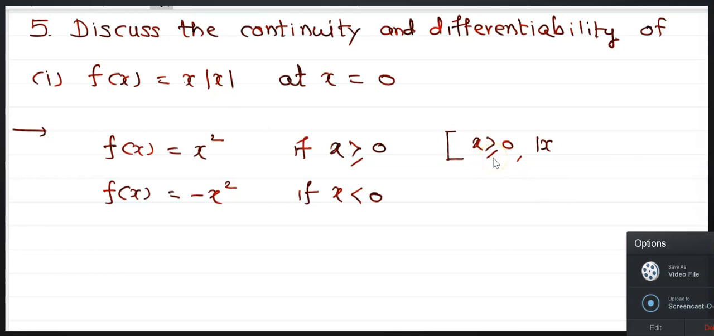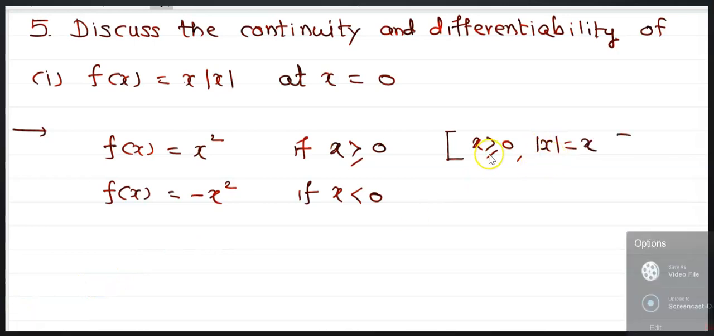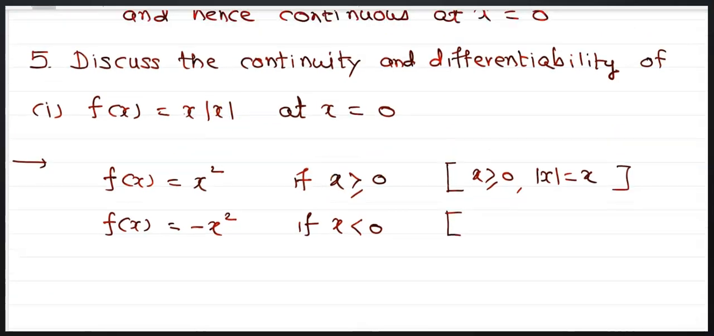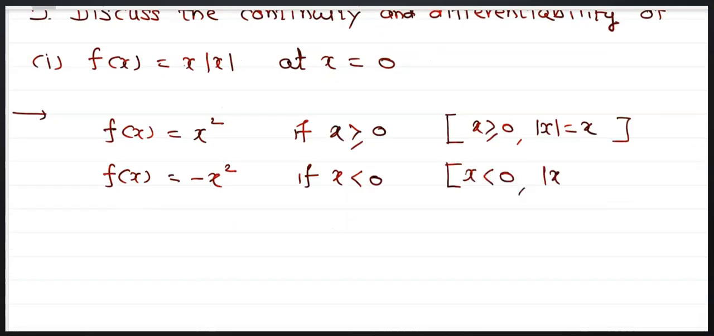Now I am writing here, this is important. That is f of x is equals to x square. This is x, and mod of x we have treated here as x because x is greater than or equal to 0. And f of x is equals to minus x square if x is negative. At that time, the value of the mod of x is minus x. Therefore, minus x.